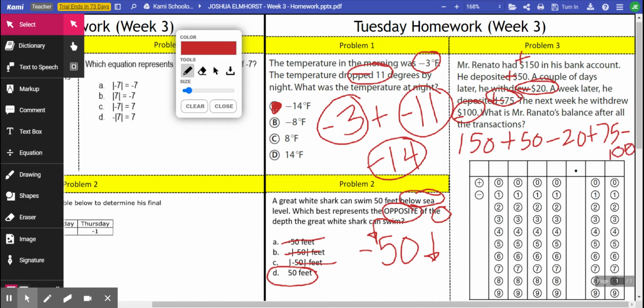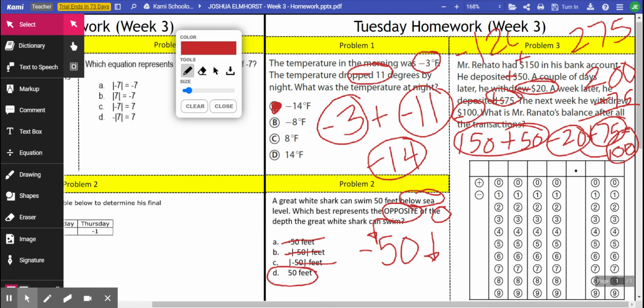Okay, so the first two here, 150 and 50 is going to be $200. And then we also have another positive right here. So that's going to give us $275. And then we have some negatives. We got -20 and -100. And those negatives together would be -120.